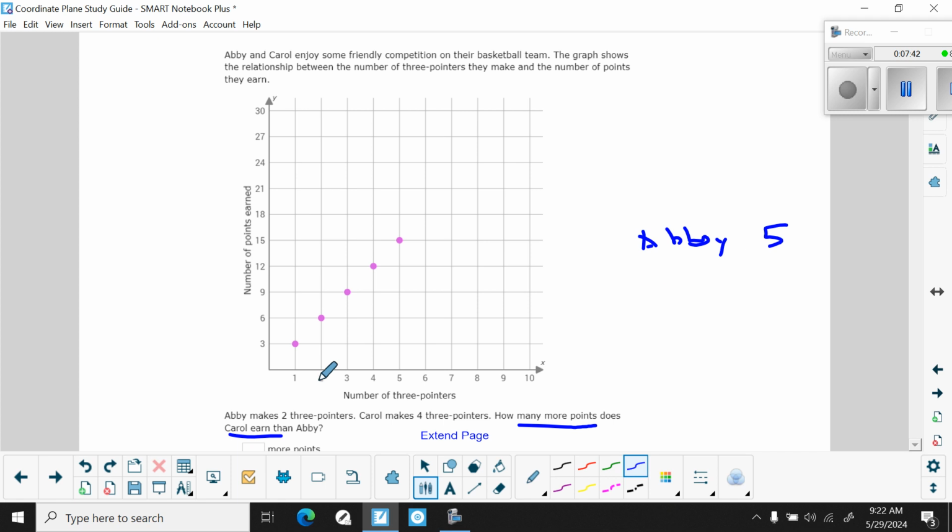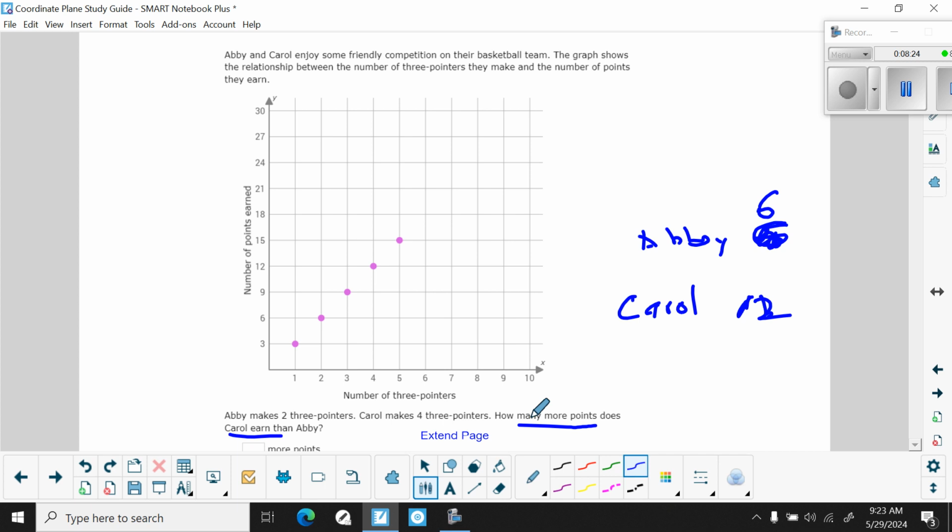Sorry for my handwriting. Carol made 4 3-pointers. 4 times 3 gives me 12. So Carol, I wrote 5, but I meant 6 points here. 2 3-pointers is 6 points. And 4 3-pointers is 12 points. So that's Carol with 12 points. I really apologize for how laggy my pen is here.